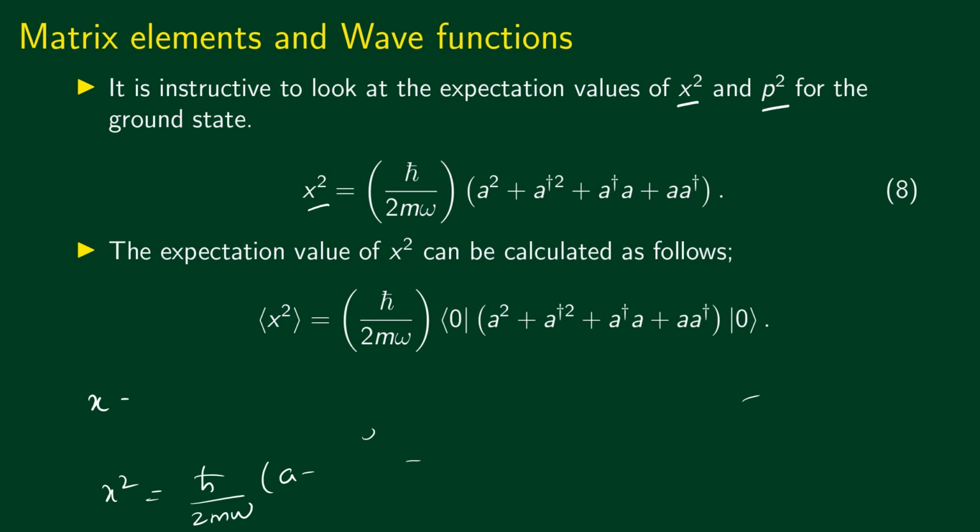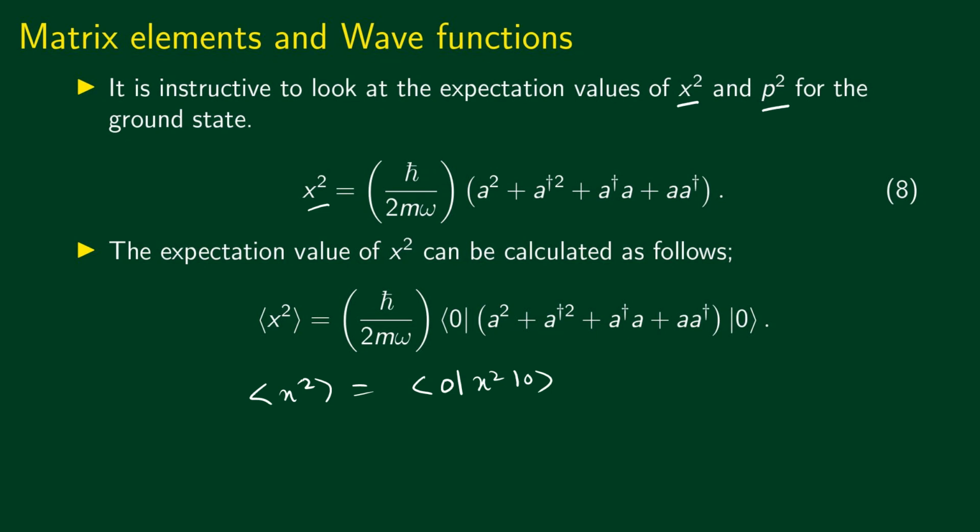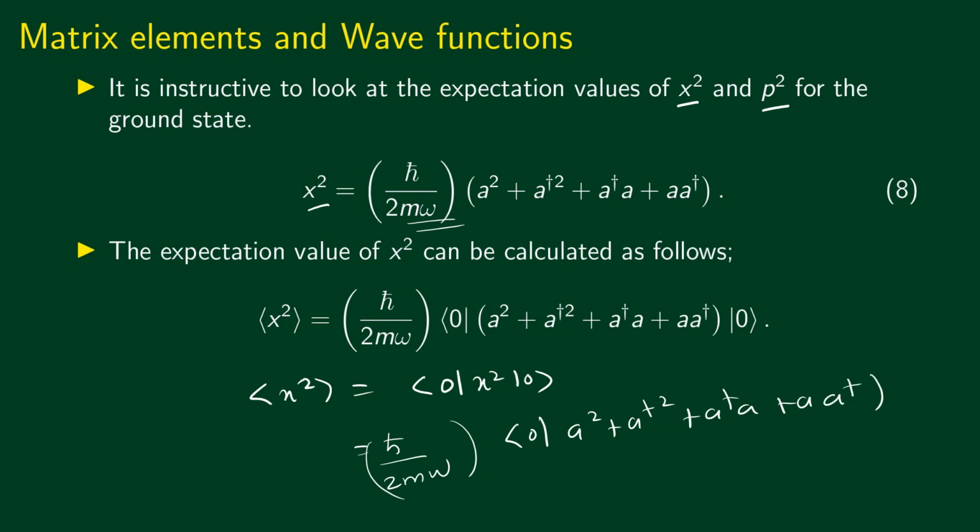We can now calculate the expectation value for X squared in the ground state. The expectation value of X squared in the ground state is bra 0, X squared, ket 0. Now we substitute for X squared from here. ħ divided by 2mω can be pulled out. So this is ħ divided by 2mω times bra 0, (A squared plus A dagger squared plus A dagger A plus A A dagger) acting on ket 0. Okay. Now let's look at this first term.